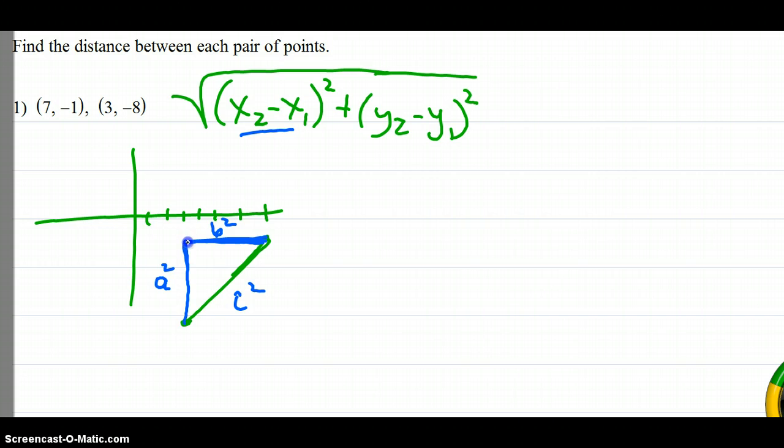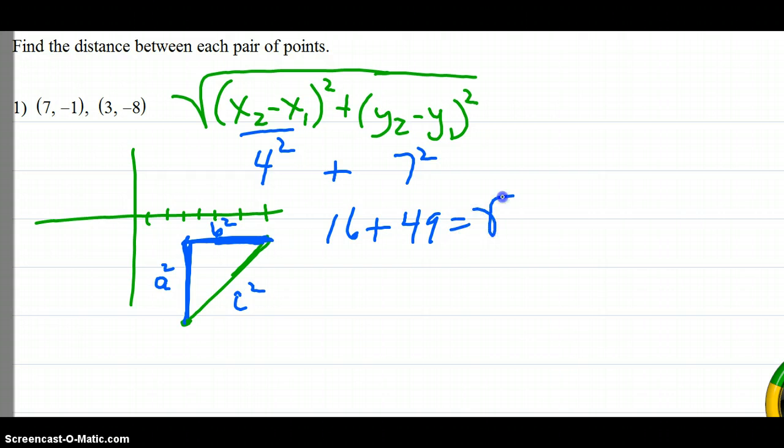So when I take the change in x, I'm going, well, if I start at 3 and go over to 7, that's got to be 4 squared. And if I start at -1 and come down here to -8, that's got to be a 7 squared. And then you just add those together. So this would be 16 plus 49, which is the square root of 65.